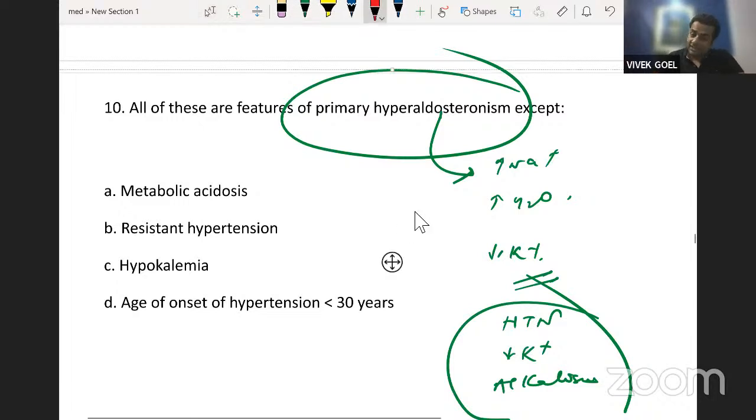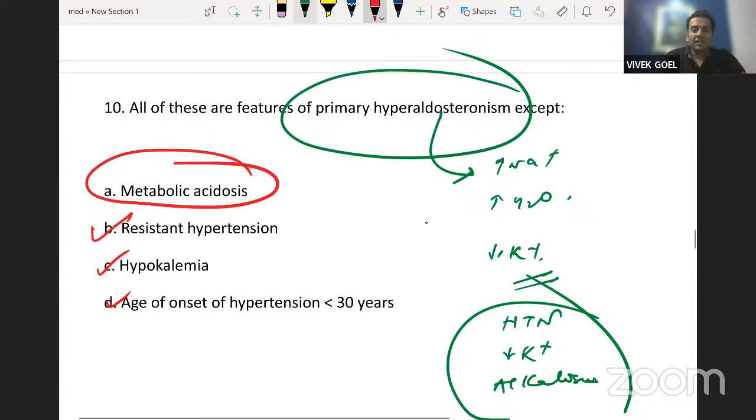So there is resistant hypertension, where the hypertension can be very difficult to control. There can be hypokalemia, and you can have an early age of onset, but you do not have acidosis. So the answer is metabolic acidosis, because there is alkalosis in hyperaldosteronism. I hope I'm clear to all of you.